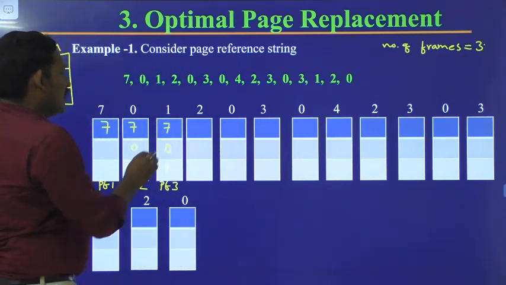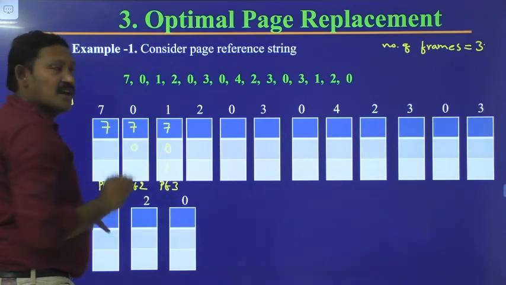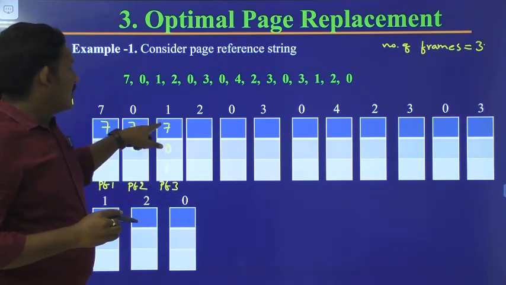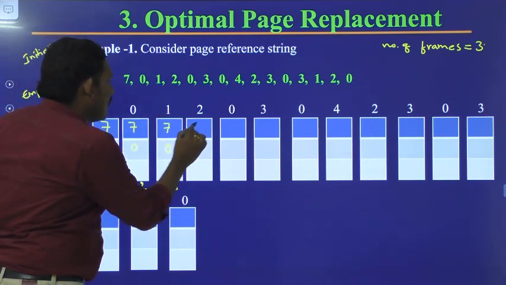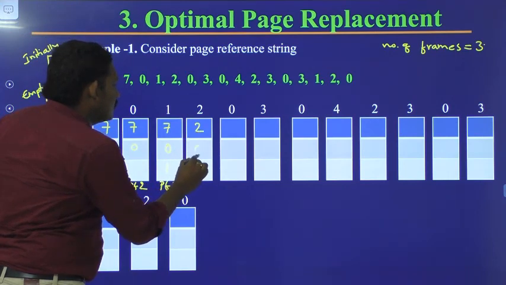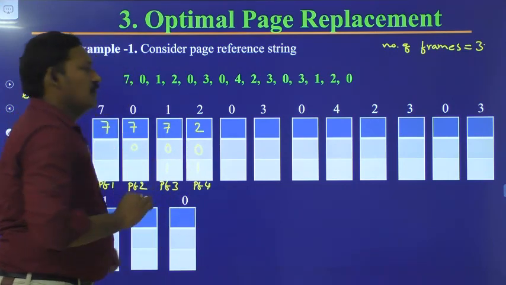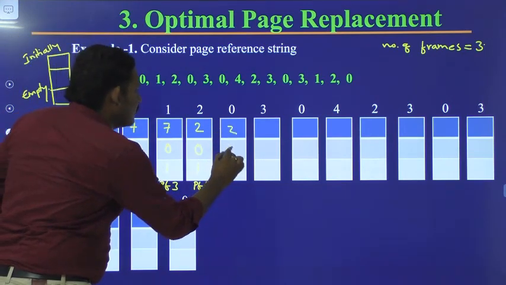Out of these 3, 0 and 1 we are using in the near future. 7 we are not using. That's why we will replace 7 with 2. Okay. Right. So now we will write 2, 0, 1. Page 1, 4. Next 0. 0 is already there. So no problem. So it is hit.